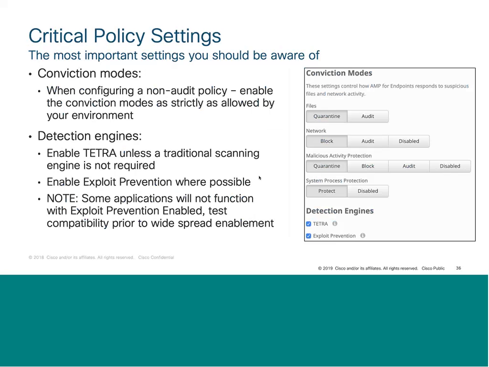So there's some critical policy settings that I definitely want you to be aware of. Now, we've got conviction modes. For non-audit policies, there is usually no reason not to enable these. So turn on quarantine, turn on block, enable system protection. Our detection engines. For workstation policies, you want to enable Tetra if you're replacing a traditional AV scanning engine. So if they've got Symantec on there, turn off Tetra. There's no reason to have both, and they will cause problems with each other by fighting.